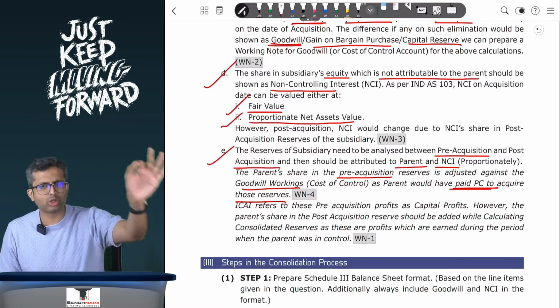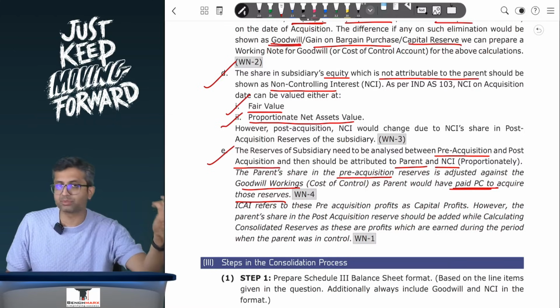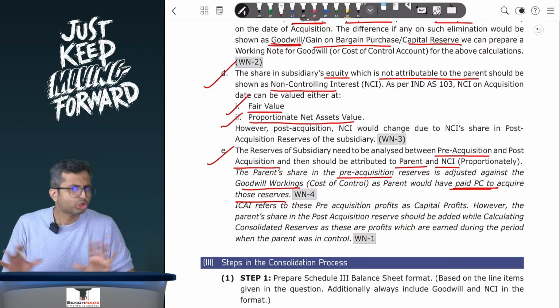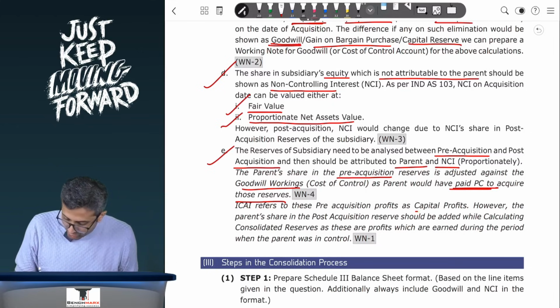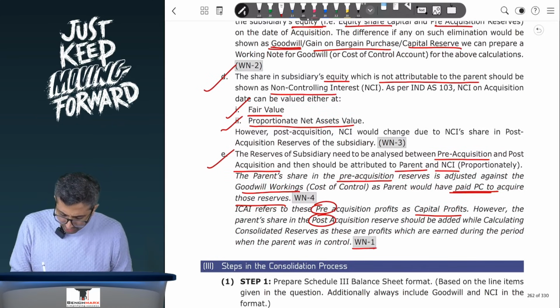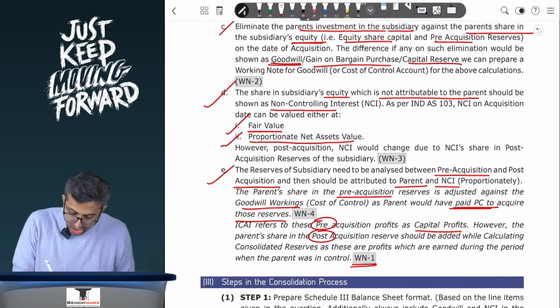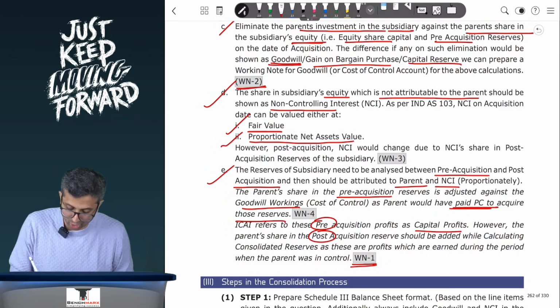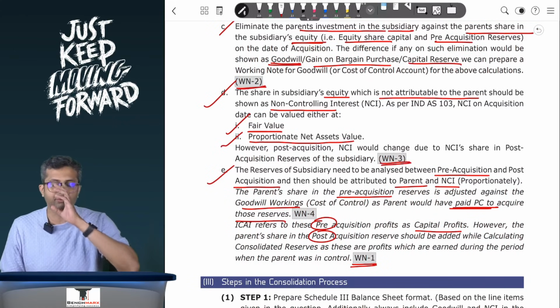The Institute usually calls the pre-acquisition reserves capital profits and post-acquisition reserves revenue profits, though you can simply call them pre and post-acquisition profits. So these are capital profits, pre-acquisition, and the post-acquisition reserves will be called revenue profits. Okay, so we prepare different working notes. For reserves, you'll prepare working note 1. For goodwill or capital reserve, you'll prepare working note 2. And for non-controlling interest, you'll prepare working note 3.